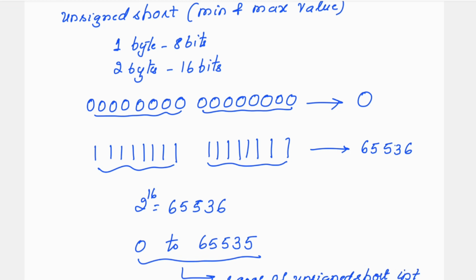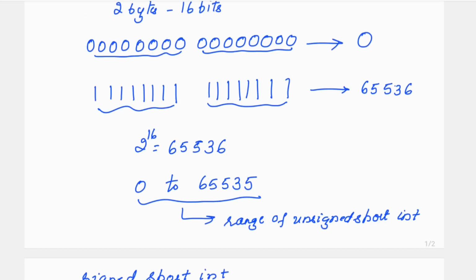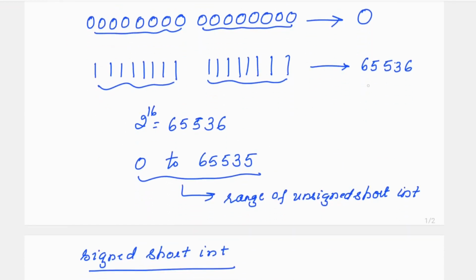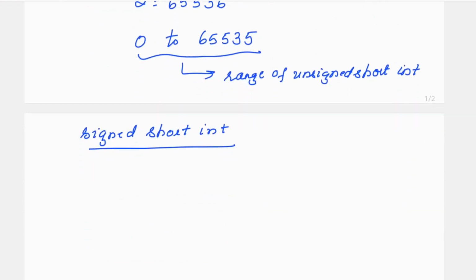Similarly, let us see what is the minimum and maximum value for the signed short int. In the previous one, that is the unsigned short, the minimum value is 0 and the maximum value is 65,536. That means whenever you are declaring a variable in the program and the data type is unsigned short, the maximum value you can give the variable is 65,535, because the minimum value is 0 here. You cannot give 65,536. Remember, you can give 65,535.